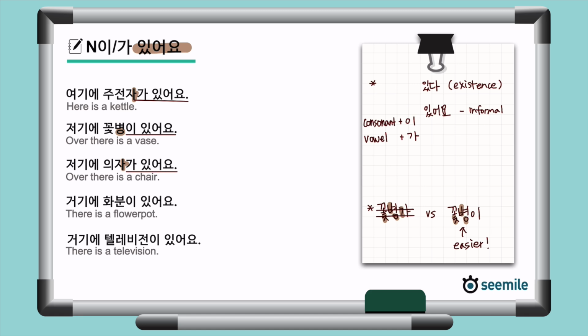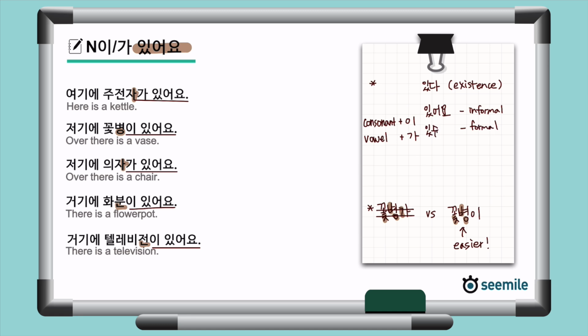There is a flower pot. The flower pot 화분 ends in a consonant, so 화분이 있어요. How about there is a television? 텔레비전이 있어요. What if you need to use this word in a formal situation?